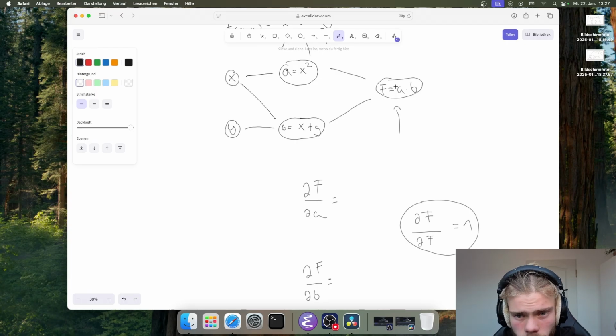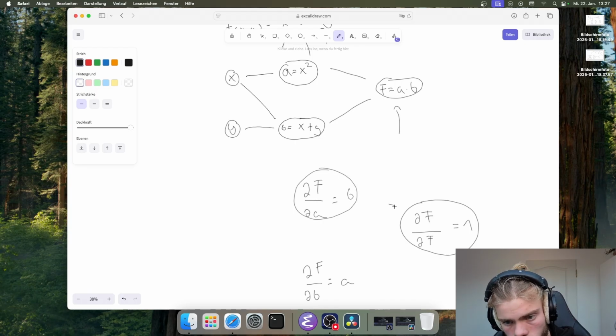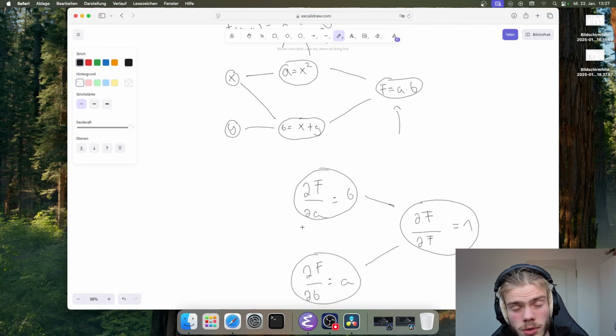Now when we look at the formula, f is equal to a times b, then the derivative of f with respect to a is b, and the derivative of f with respect to b is a. Okay, so we have these two nodes. So now we have to look at the child nodes, at the inputs of these nodes. That is x and y in this case.